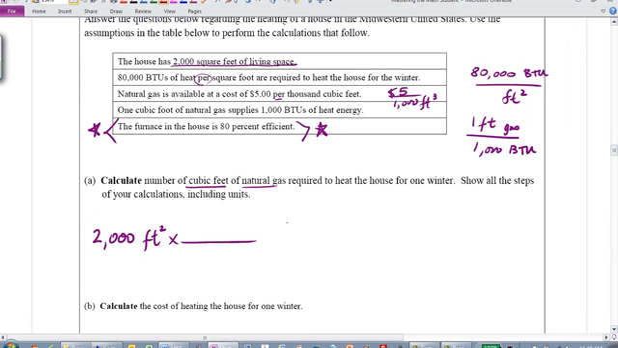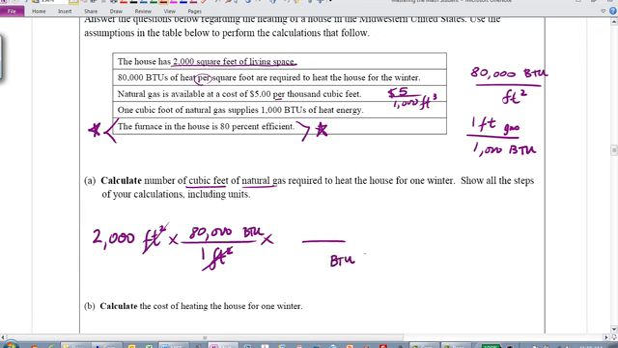Now, ideally, I would like to get rid of square feet. So, can I? Yes. How can I? Because they told us there are 80,000 BTU per square foot. So, part of my mission is accomplished. Then what? Now I need to get rid of BTU.